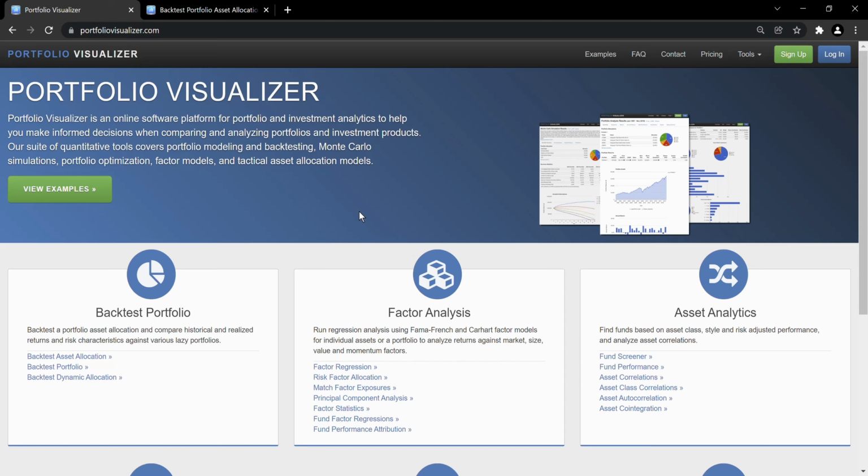Now, what we will be looking at today is one of the calculators on Portfolio Visualizer. And you see the main page here, portfoliovisualizer.com. The one we're going to be talking about today is this backtest portfolio one here. So we'll just click on that.